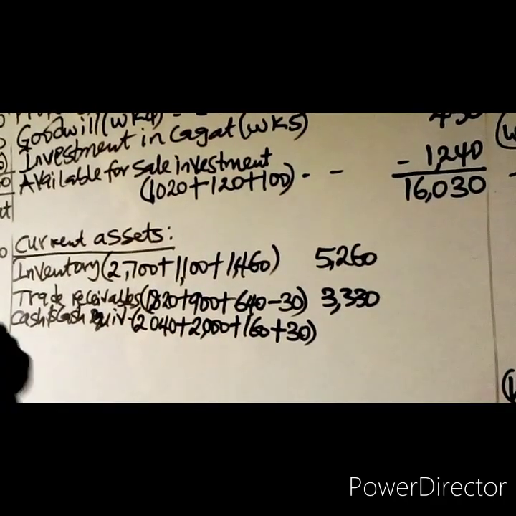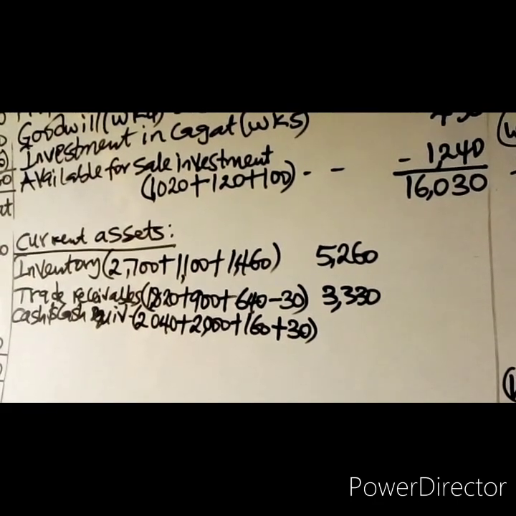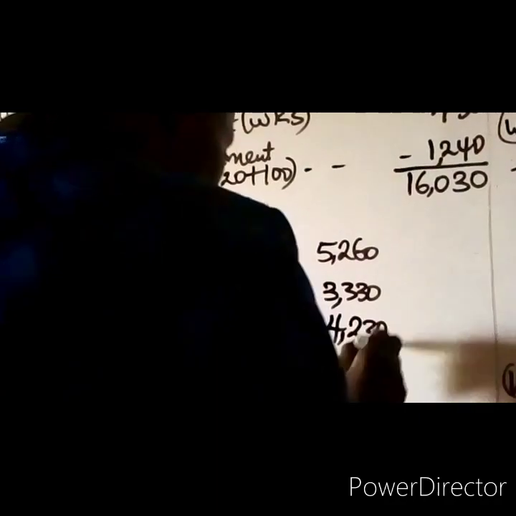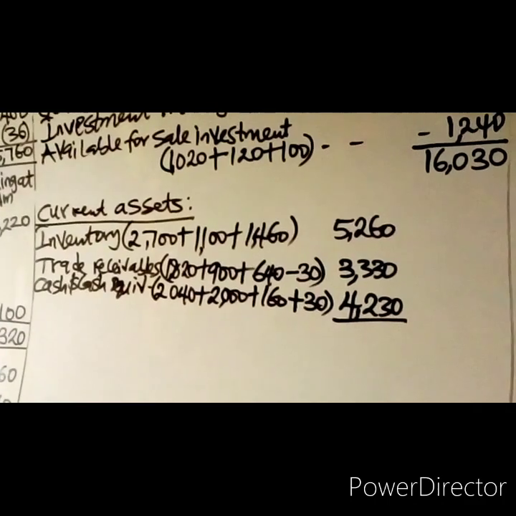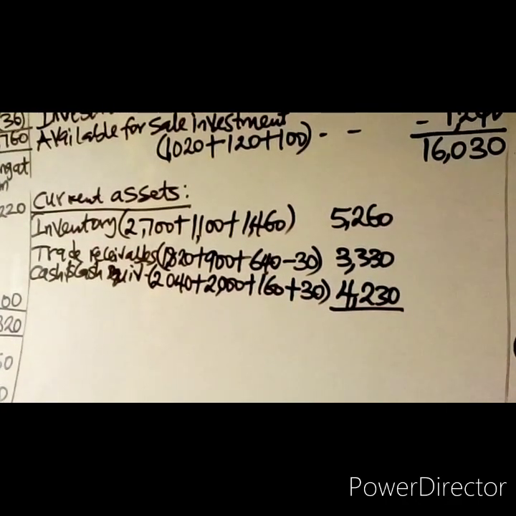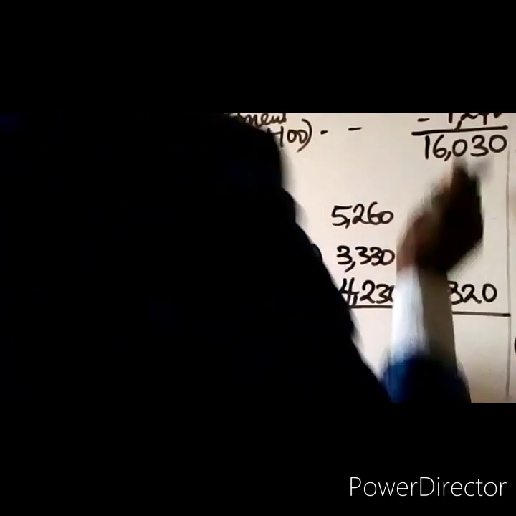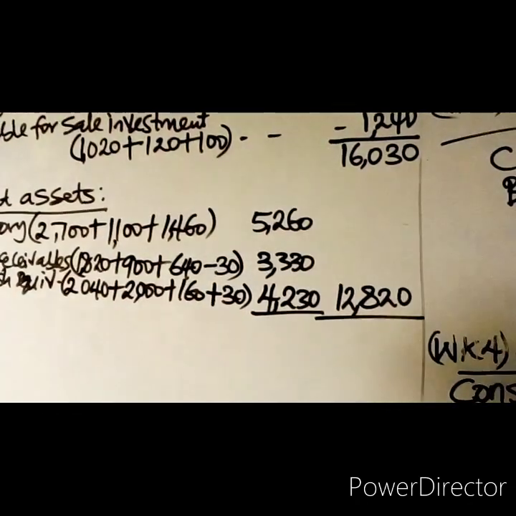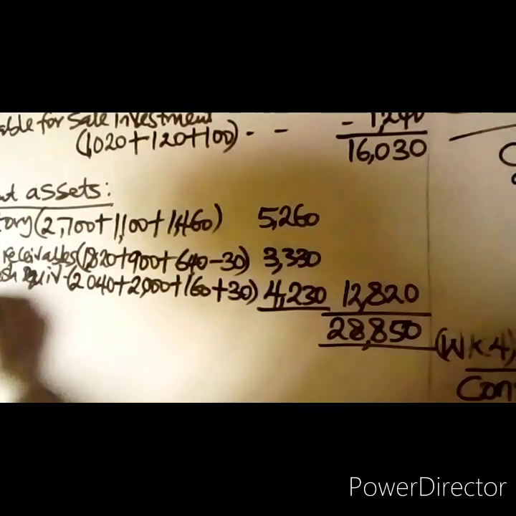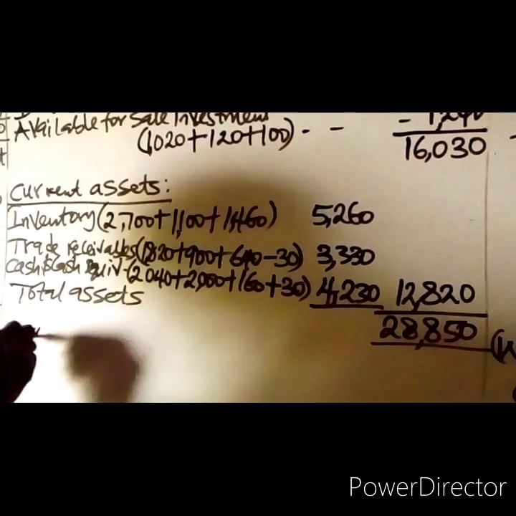Then we also have 2,040 plus 2,000 plus 160 plus 30, and that will give us 4,230. When you sum up the current assets, 4,230 plus 3,330 plus 5,260 will give us 12,820. That is the total of our current assets. You add the current assets and non-current assets of 16,030. The total assets will be 28,850. That is the total assets. After total assets, the next thing will be equity and liabilities.